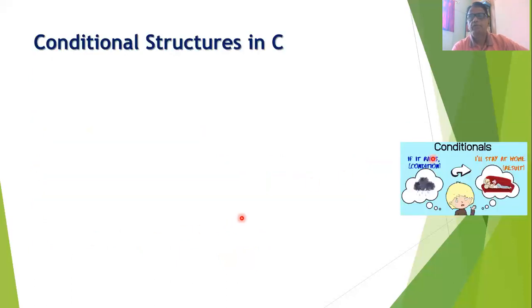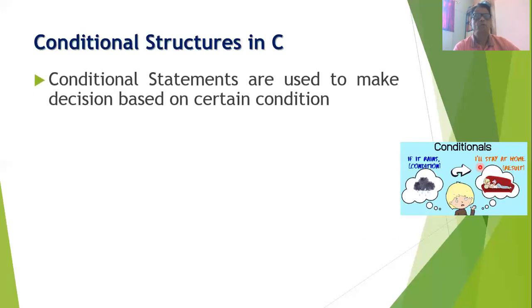So these conditions are always being practiced by us. Say for example, it is a rainy season, and if it rains outside, then probably you will decide that you will not go out and you will stay at home only. Such types of conditions can also be implemented in programming.